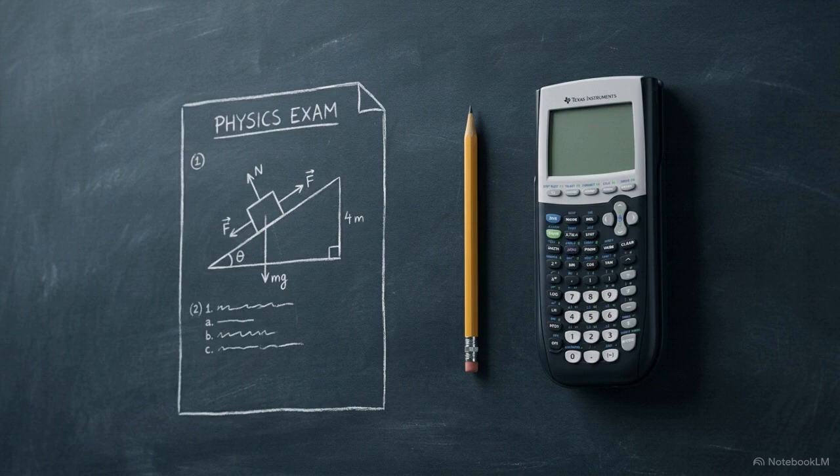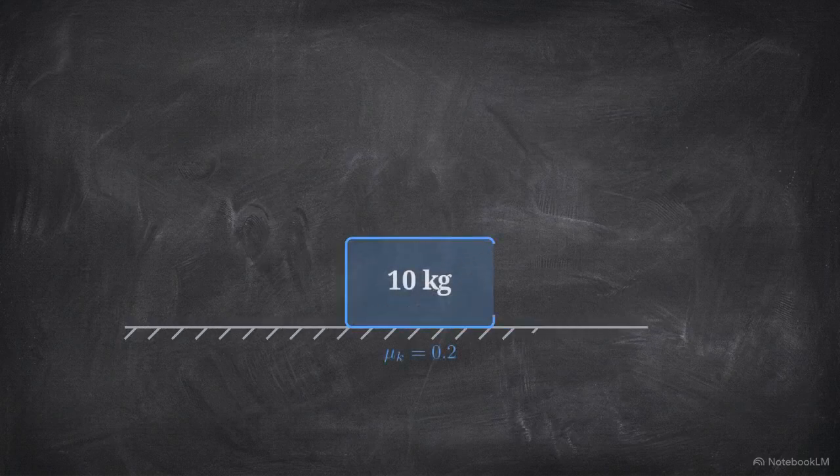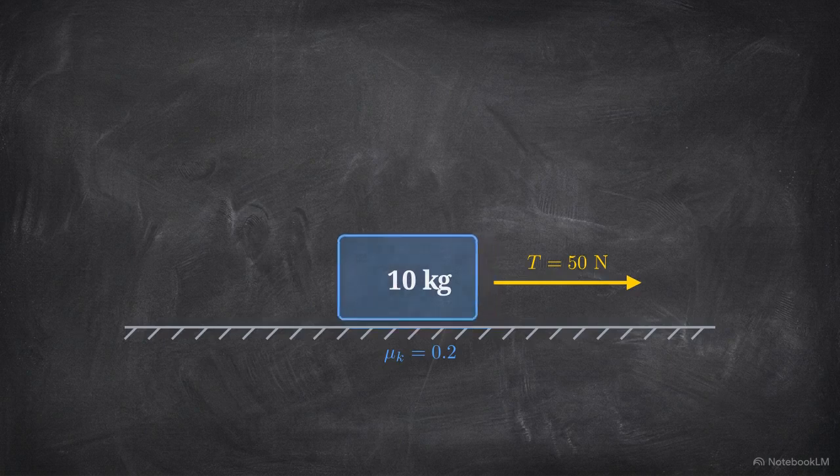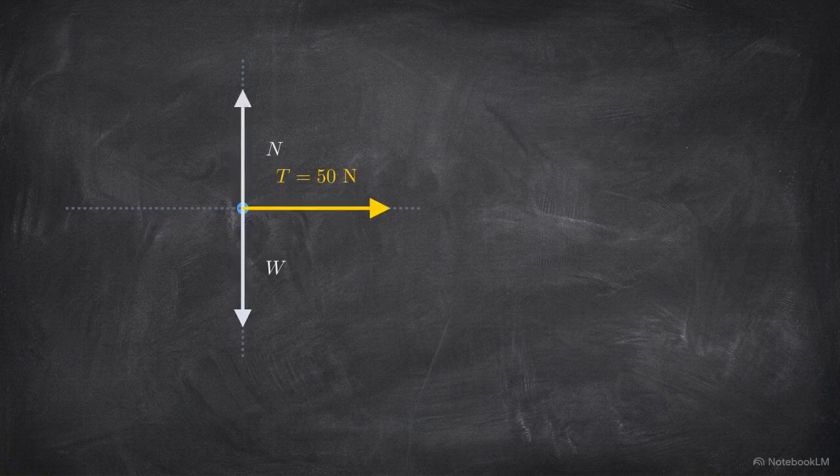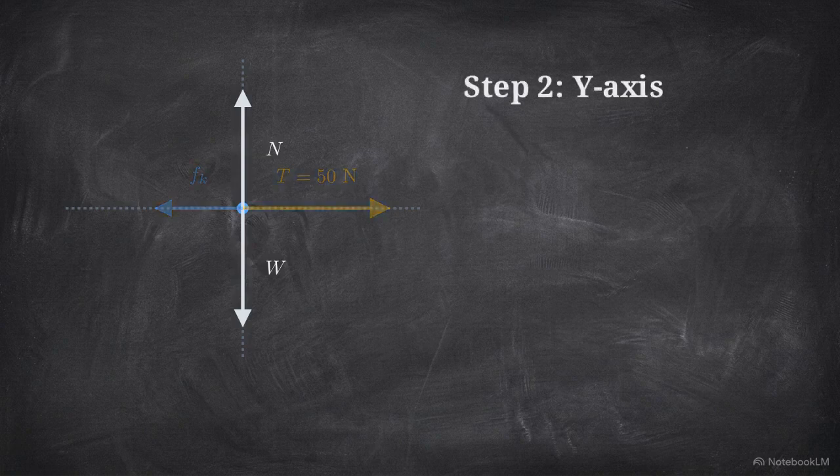in practice. This diagram shows a 10-kilogram block resting on a rough surface with a kinetic friction coefficient of 0.2. It is being pulled to the right by a string exerting 50 newtons of tension. Step 1 is translating the physical objects into a pure free body diagram. We map the weight pulling down, the normal force pushing up, the tension pulling right, and the kinetic friction pulling left.